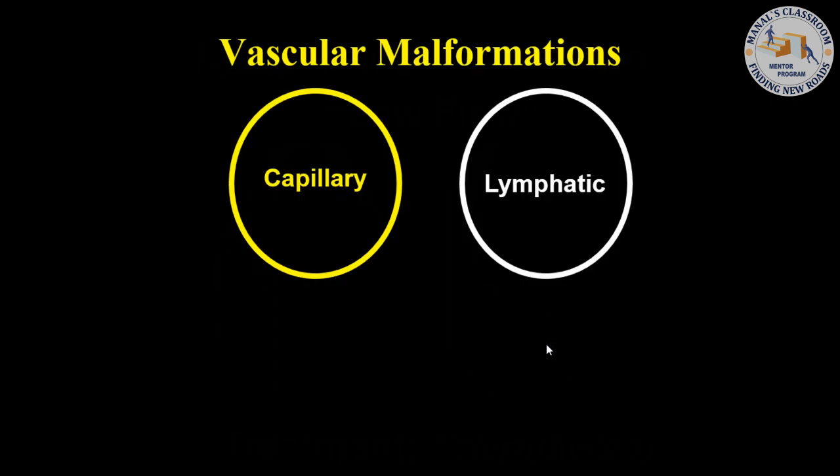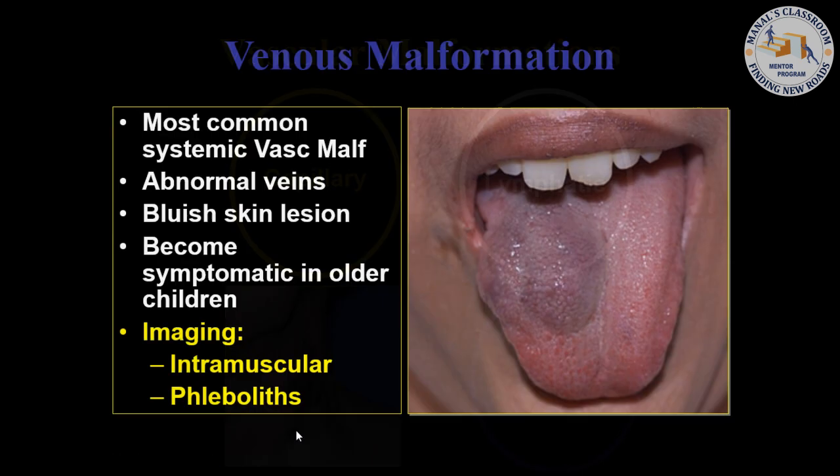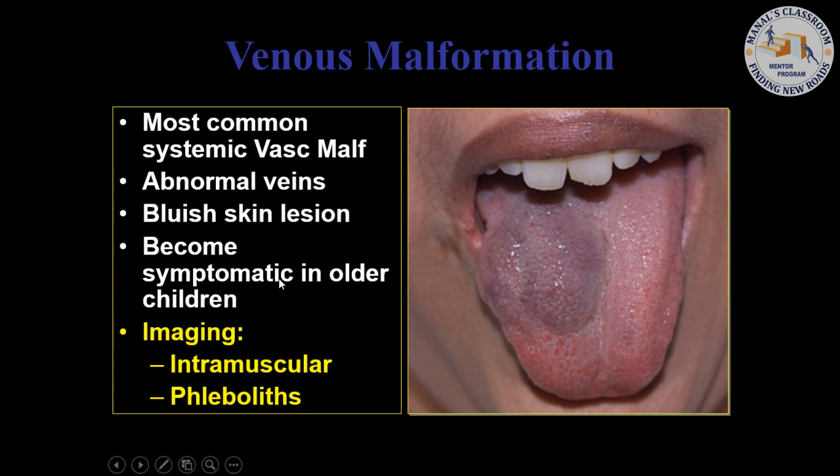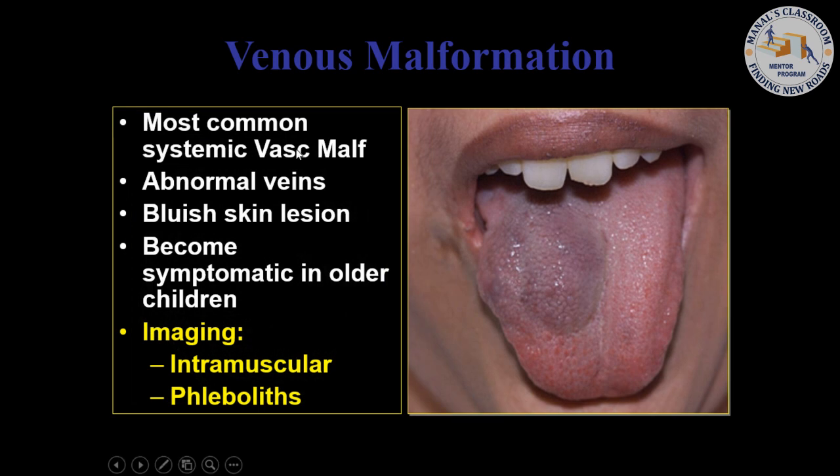So we talked about capillary, we talked about lymphatic. The next type of vascular malformation is a venous malformation. And this is what we see clinically in a patient with a venous malformation. So what's a venous malformation? It's actually the most common systemic vascular malformation.